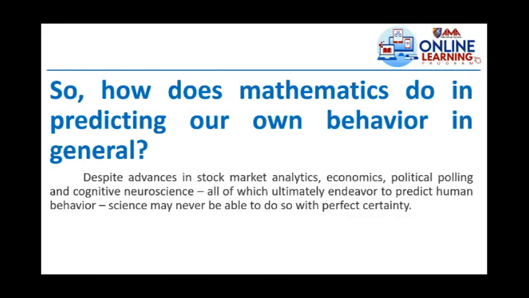Okay. So how does mathematics do in predicting our own behavior in general? So kahit na napaka-advanced na ng stock market analytics, economics, and political polling or politics and cognitive neuroscience, hindi talaga mapipredict ng mathematics or science with perfect certainty, 100%, yung behavior ng tao. Sobrang hirap. Kasi pabago-bago nga yung mga desisyon ng tao. Kung anong gusto niya, iba na naman yung gusto niya pagkabukas, no? Kasi meron tayong tinatawag na unlimited needs and wants, di ba? Depende sa sitwasyon kasi tayo.